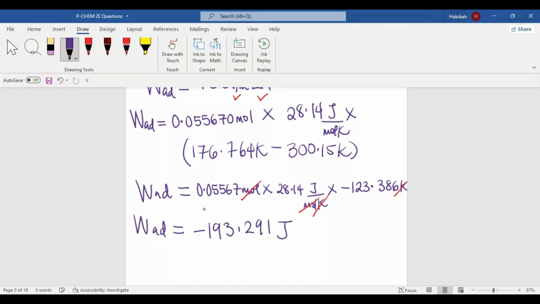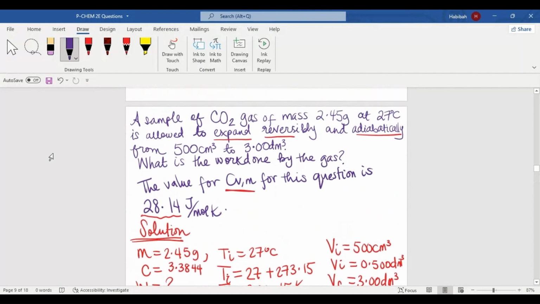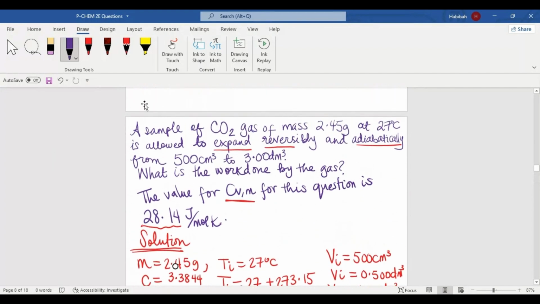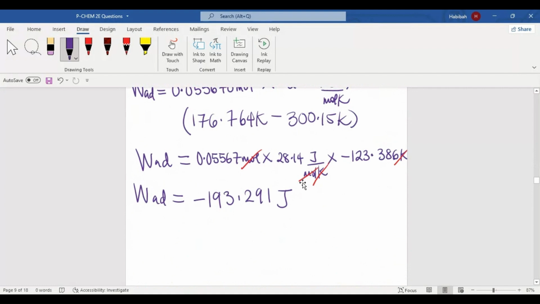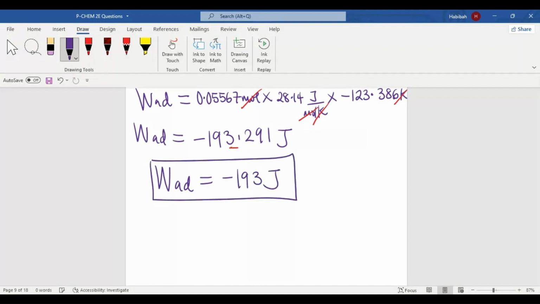So all of that information would be negative 193.291 joules. And of course, we have to go back to the fundamentals of what we know chemistry to be. We have to look for the lowest number of significant figures, and we're going to put our answer in that. We see 2.45, 500 centimeter cube, and 3.00 decimeter cube. All of this information is in 3 sig figs, so our answer is going to be in 3 sig figs. So W, work done adiabatically, is negative 193 joules. So this is the answer to this particular question.